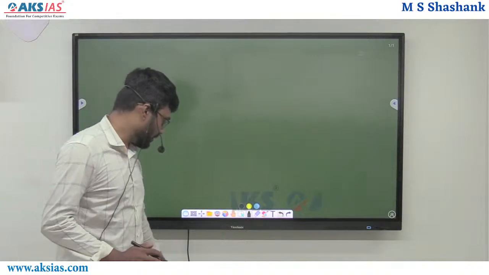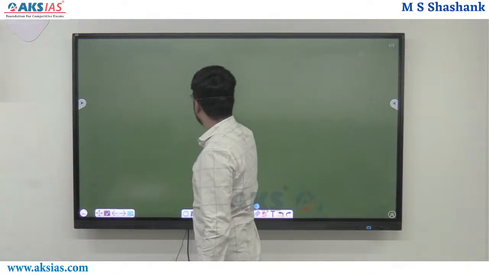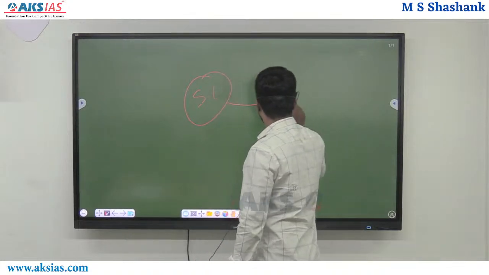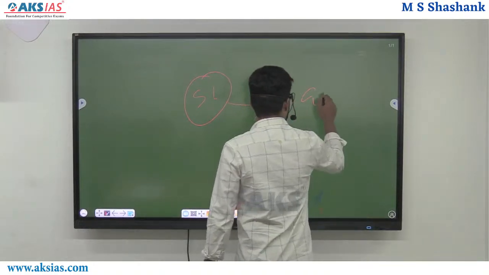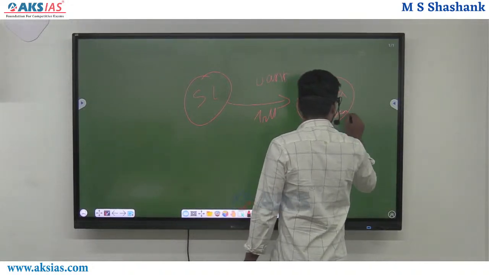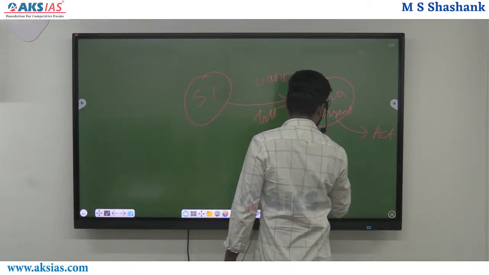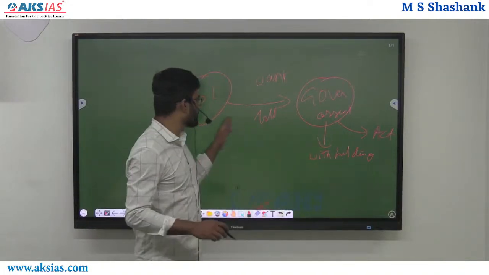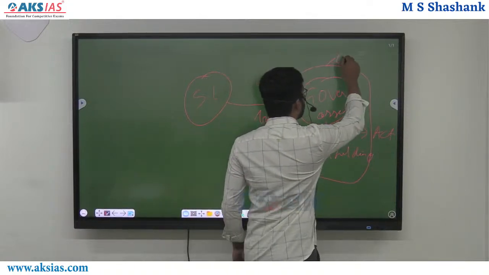Okay. So now how is the deadlock being created? See, the state legislature wanted to pass a bill. So the governor has to give his assent. Then only the bill will become an act. But the governor is withholding. So the bill is not being passed. So this is creating a deadlock situation.